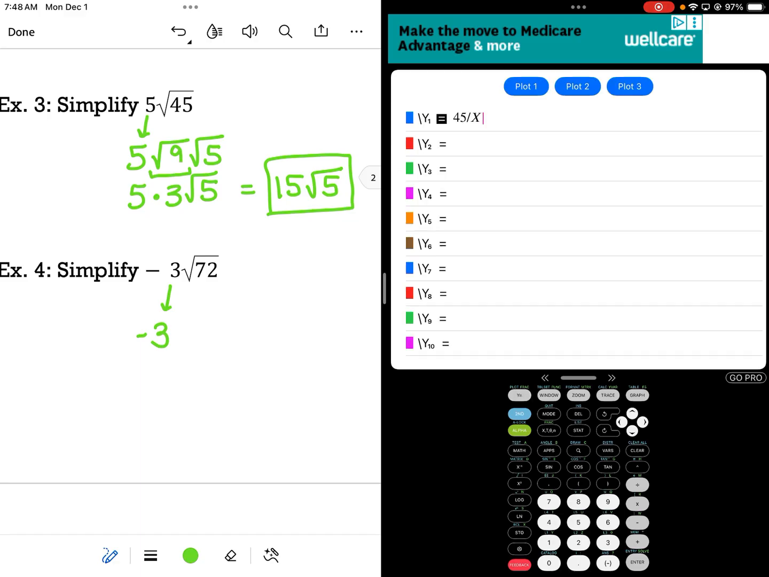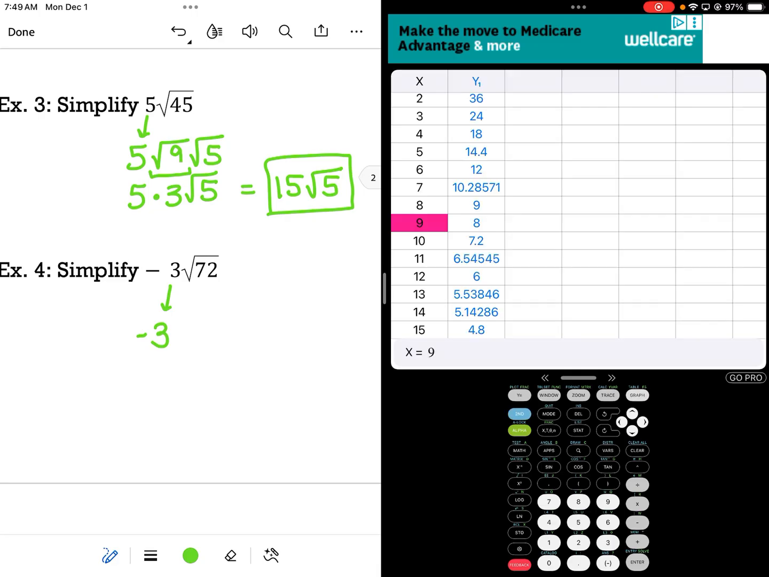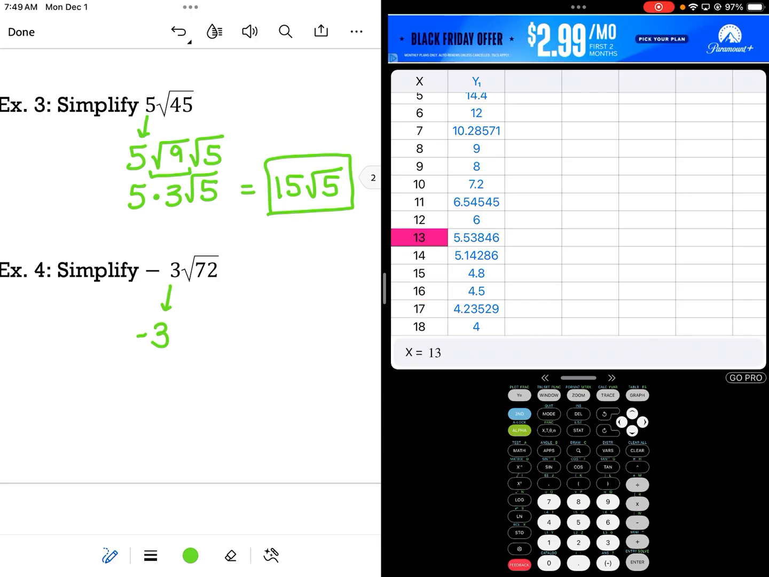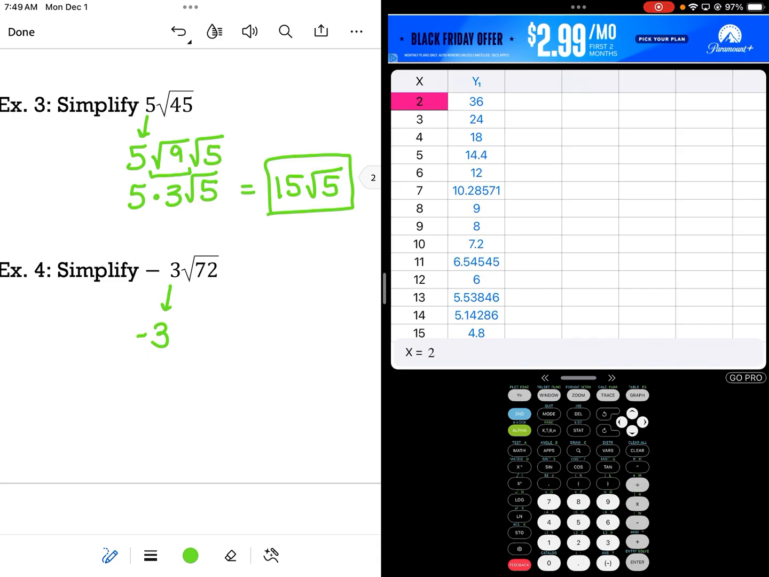So go to y equals. Clear. 72 divided by x. Hit the graph. 9 works, but is there a larger one? 4 works. 12, 16. Oh, I should have gone up to the top, right? I need to go back. It could be on the right side, too. Do you see it?